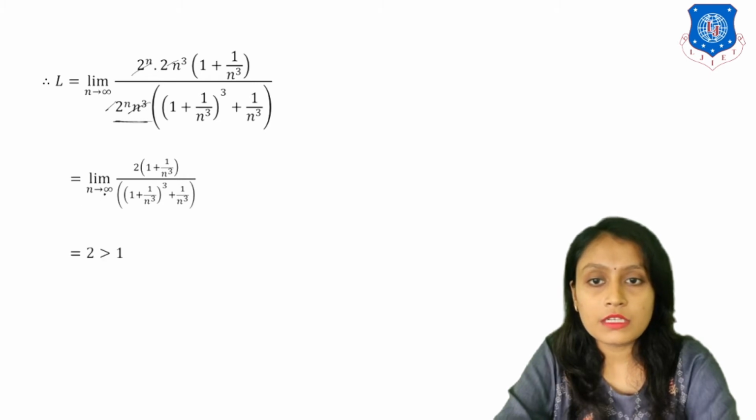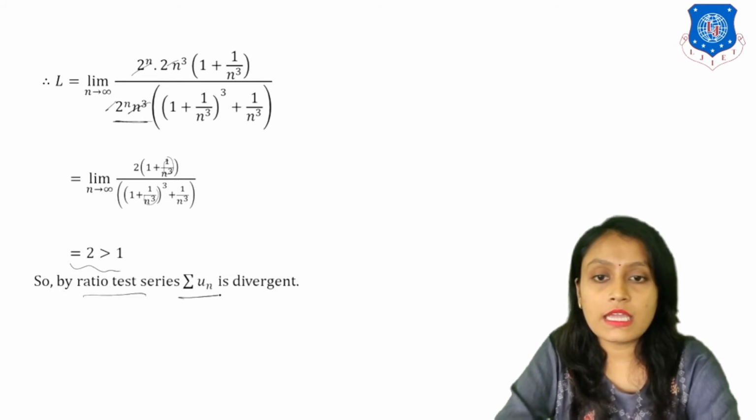Now apply the limit. So all the terms will go to 0. So what remains is 2, which is greater than 1. Okay, so by ratio test we can say that the series un is divergent.